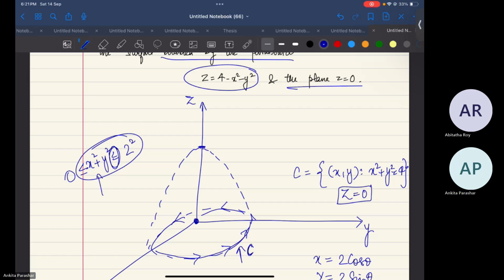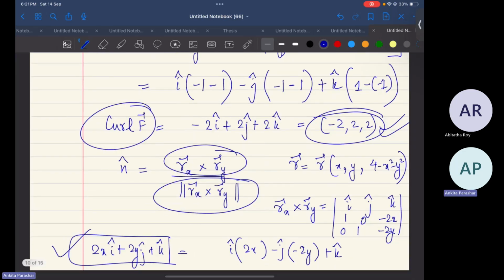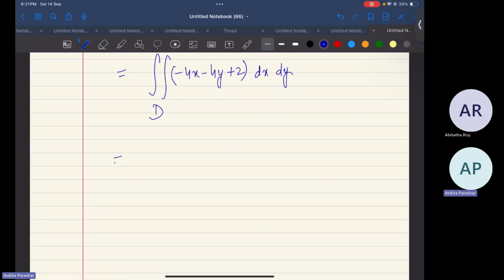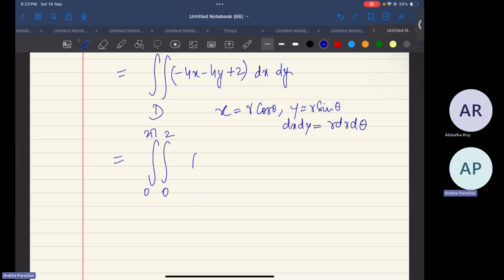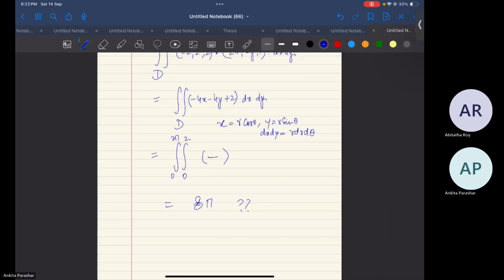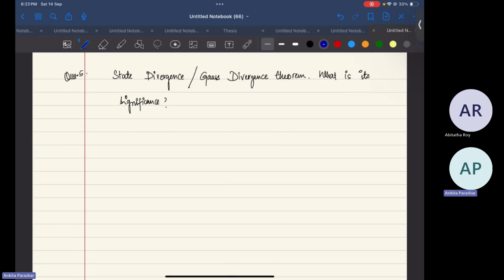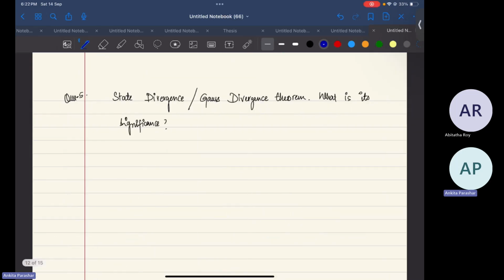I am a bit quick because I have to do some more computation, so I'll just write r from 0 to 2, theta from 0 to 2 pi, x to be r cos theta, y to be r sin theta, and dx dy would be r dr d theta. I would leave this to you to verify that it is 8 pi. If we have time later, we can come back.